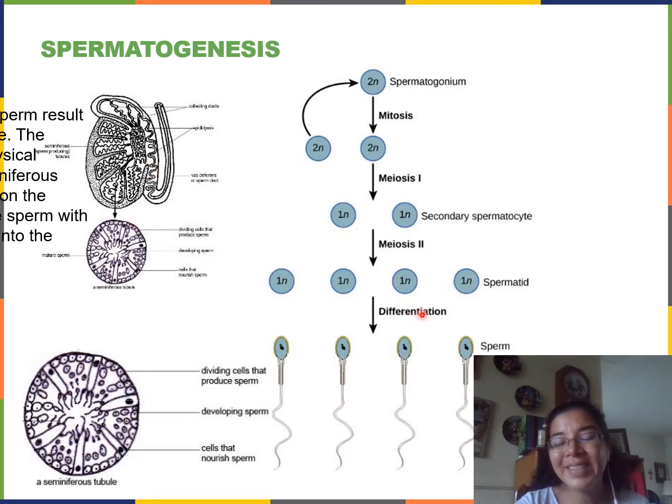So differentiation is where these cells start maturing and looking like the sperm cells we know. So we have 4 sperm cells with the 3 pieces: the head with the acrosome, the midpiece, and the flagellum. And so we know these are sperm, and they become motile as they're traveling through the male reproductive tract, and they don't gain full motility until they mix in with vaginal fluid.